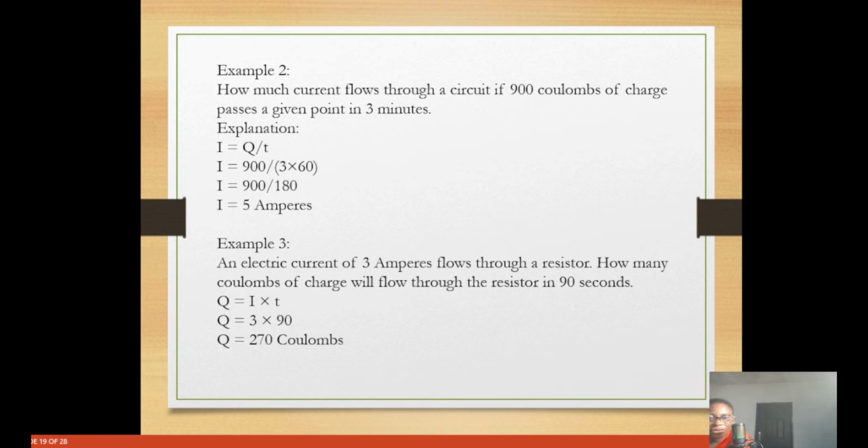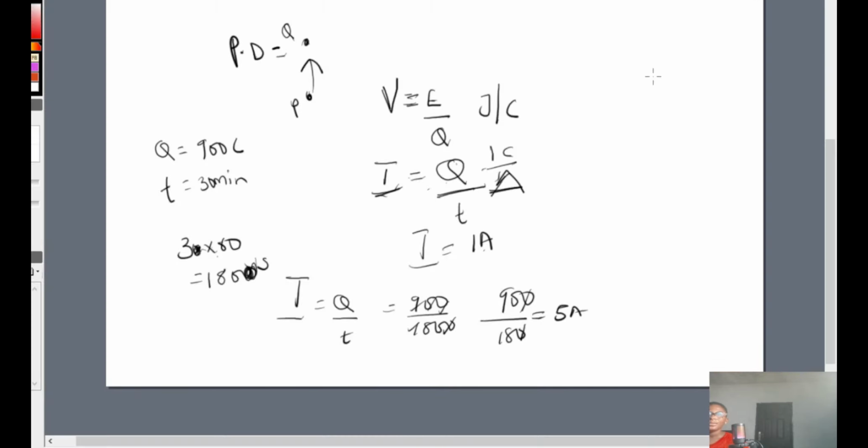So let's go to the next question. The next question says, an electric current of 3 amperes flows through a resistor. How many coulombs of charge will flow through the resistor in 90 seconds? So we have our current and we have time. Our current is 3 ampere. Our time is 90 seconds.